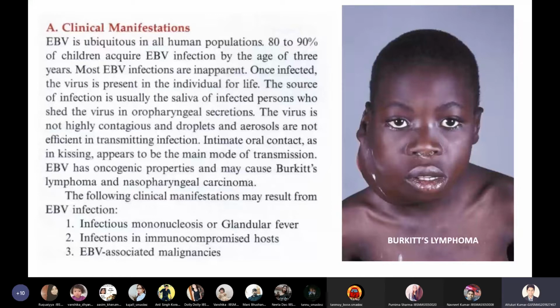Intimate oral contact means when a couple is kissing each other, during that time there is a chance of transmission of the Epstein-Barr virus among people. Okay, so this virus will cause 3 conditions, students. There will be 3 infections caused by Epstein-Barr virus. One is, as we know, Burkitt's lymphoma, which is a B lymphocyte carcinoma. Then we have infectious mononucleosis, which is also a disease of the B cells. There you will see an enlarged nucleus within the cytoplasm of the cell. So it will cause infectious mononucleosis, Burkitt's lymphoma, and also infections in immunocompromised hosts.